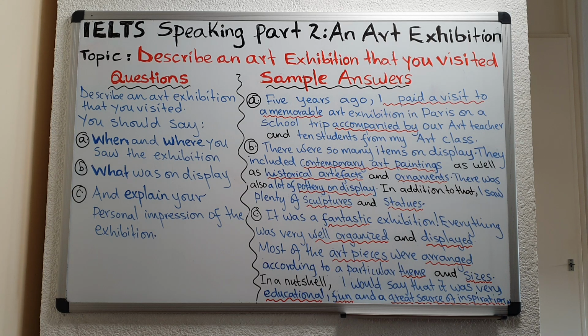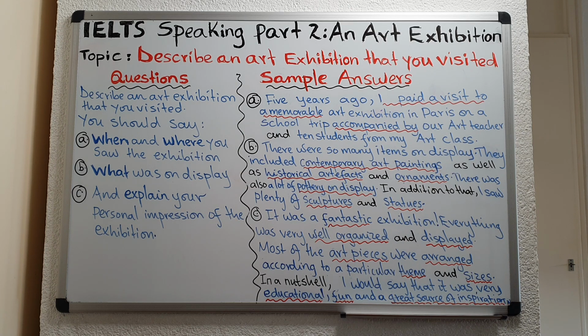So take note of the vocabulary that describes the sort of things that you would see in an art exhibition. Contemporary art paintings or just paintings, historical artifacts, ornaments, pottery, sculptures, and statues.